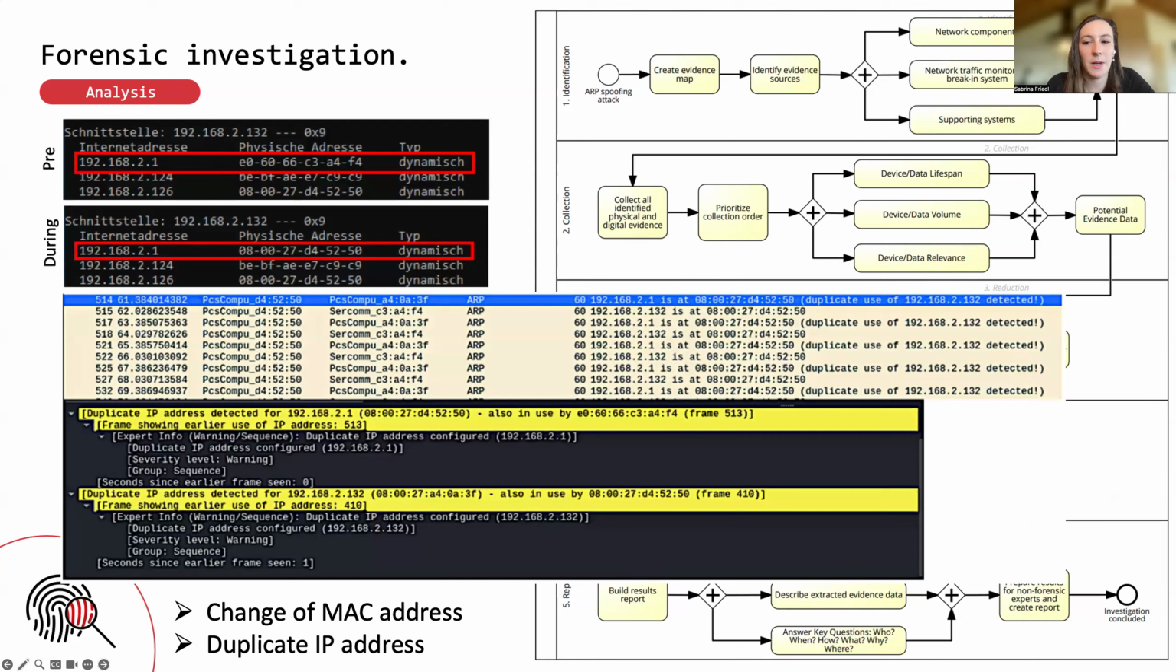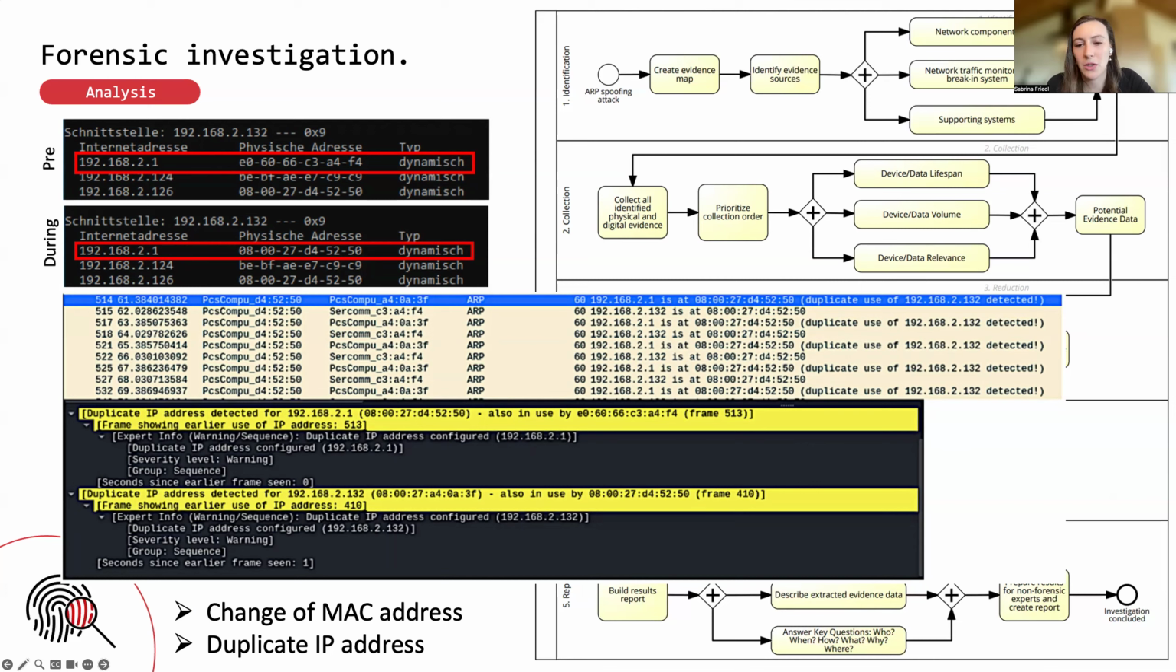Further evidence is provided by the ARP caches before and during the attack. These were captured during the identification phase and make it clear that the router's MAC address has changed. This evidence indicates that ARP spoofing was actually performed.